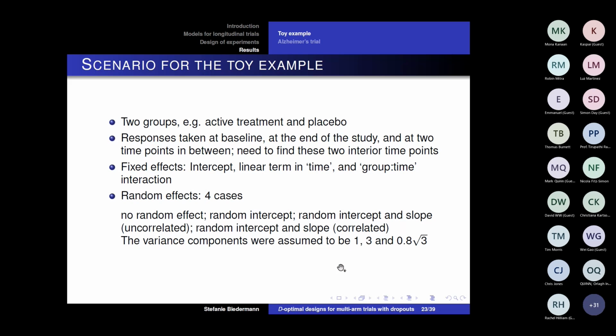We then needed to actually assign values to the variance components, which we've done here, in order to find an optimal design. So these numbers here essentially mean the variance of the random intercept is 1, of the random slope is 3, and this is the covariance between the two.